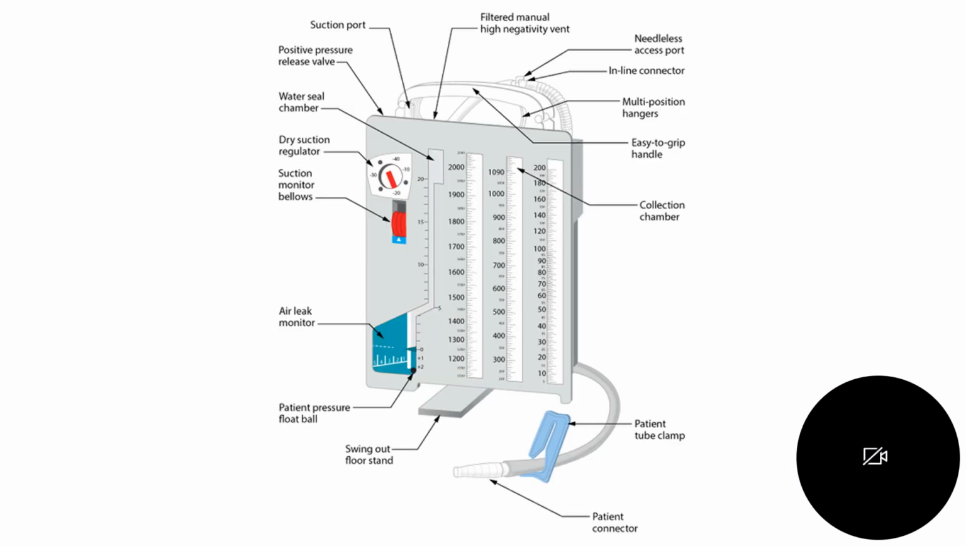The next 2 slides are showing some visuals. This one here is a drainage system and the different parts of the drainage system. Now this one looks like it's dry suction because it has the bellow and the dry suction regulator. For your wet suction, it does not have this. It uses water, so there's going to be another column where water or saline is instilled.